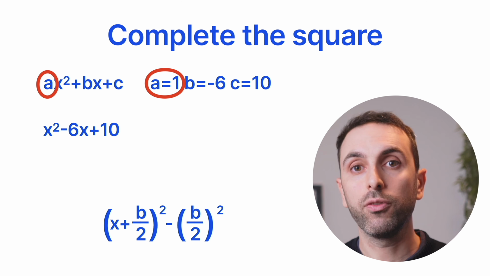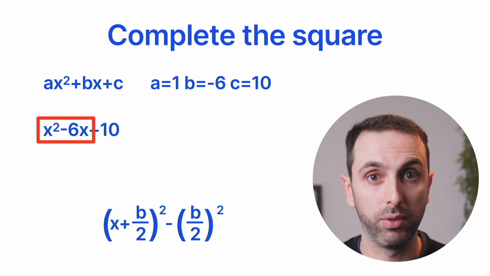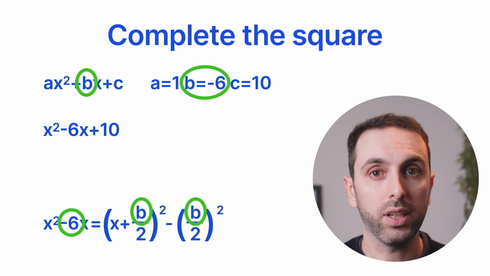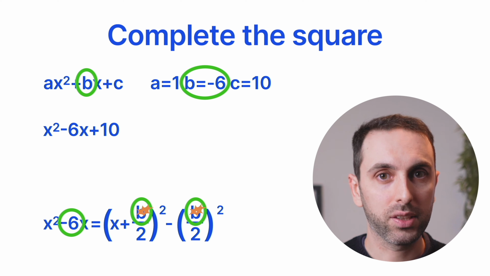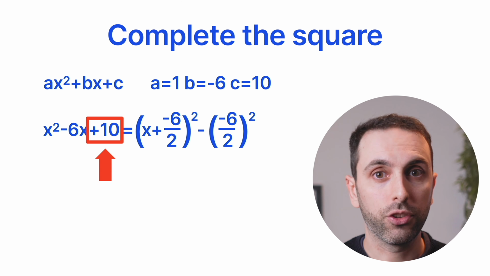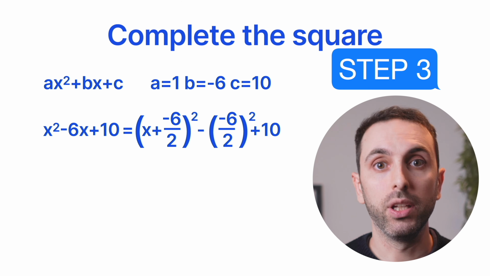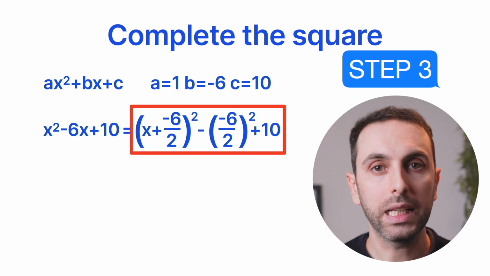However, be mindful that this formula only applies to these terms. And since b is minus 6, we can now replace b for minus 6. Now we include the constant by adding 10. Then the third step is to just simplify this expression and generally clean it up.